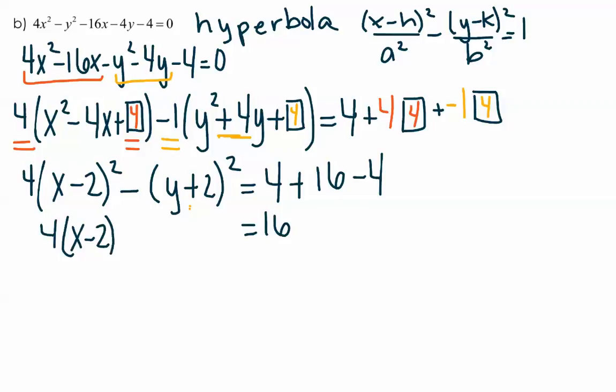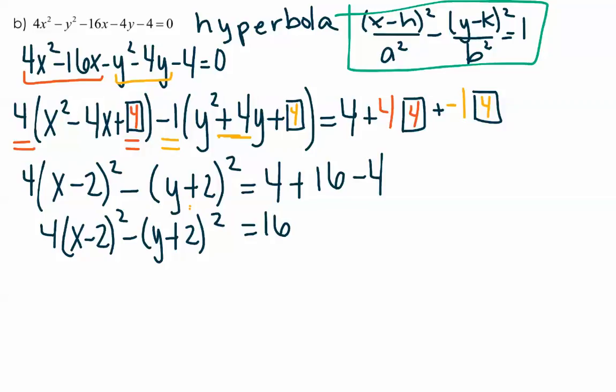So just copy this down again and keep in mind what our equation looks like for a hyperbola. It is set equal to 1, so we are not done yet. What we have to do now is divide by 16. When we divide by 16, we have to divide everything by 16.